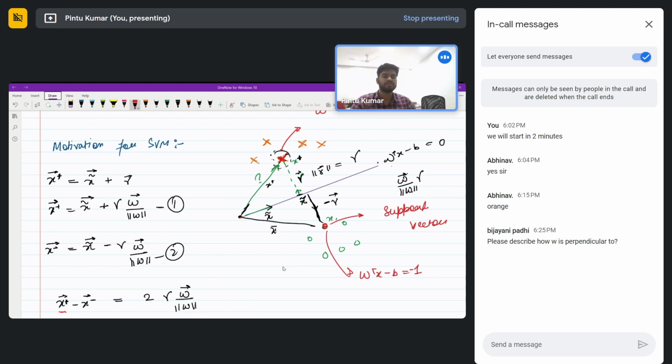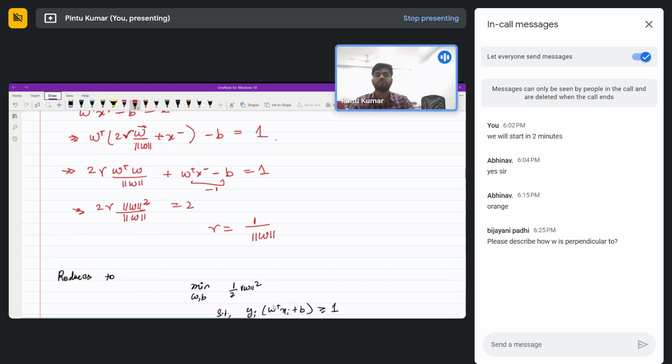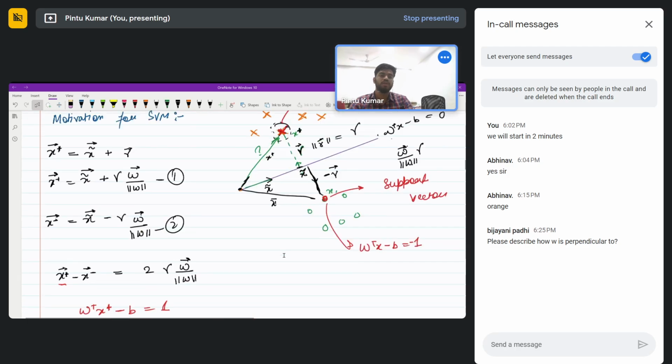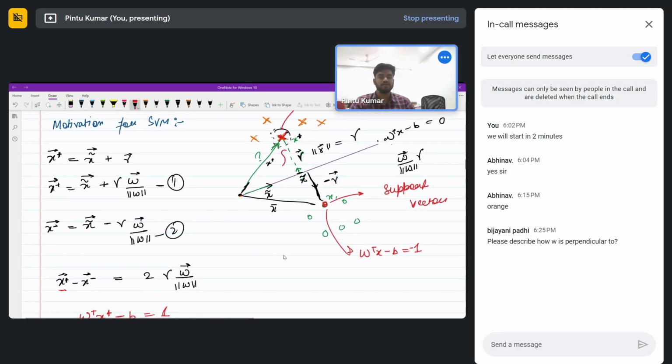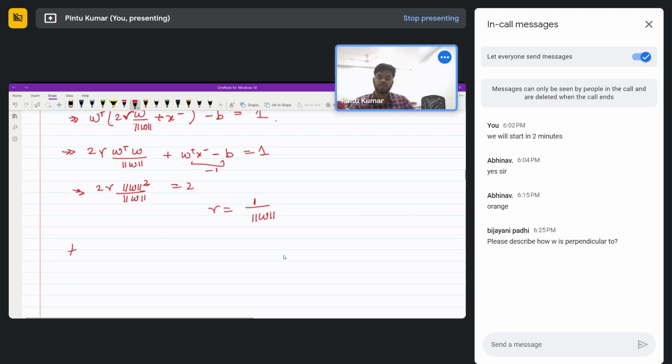So this is the distance on one side, that is 1 upon norm of W. You will get the same distance from the other side also. So the total length of the margin is 2 upon norm of W.